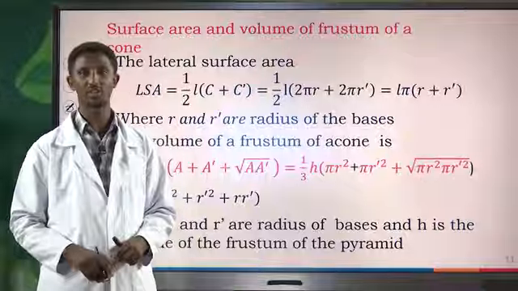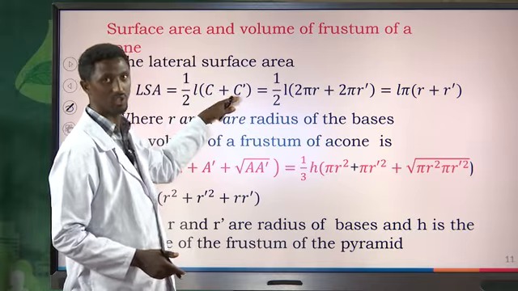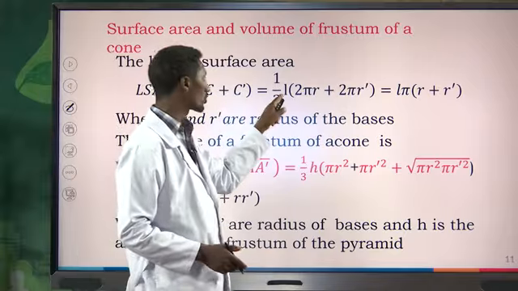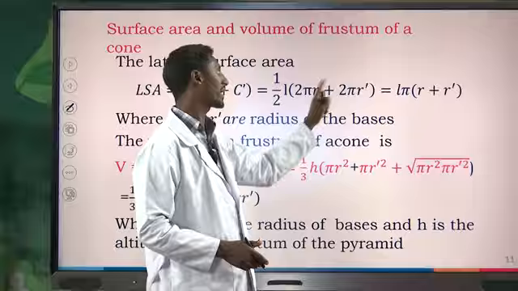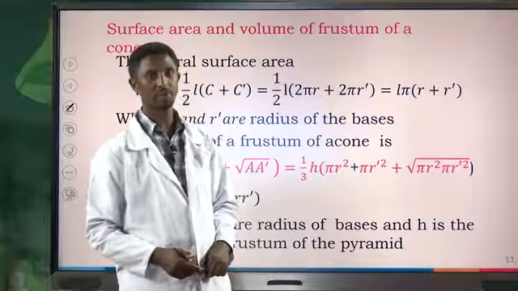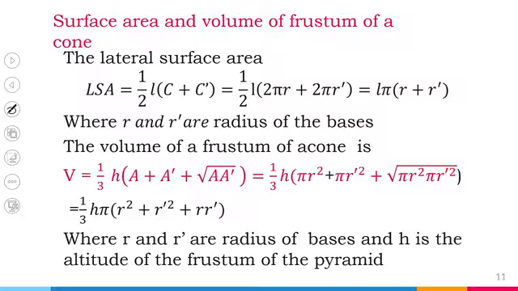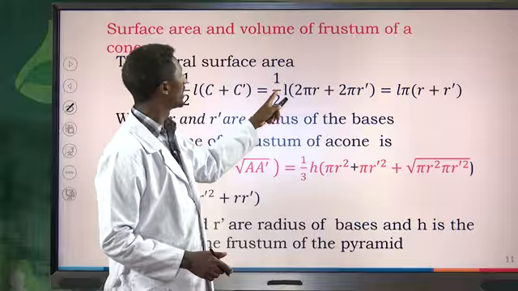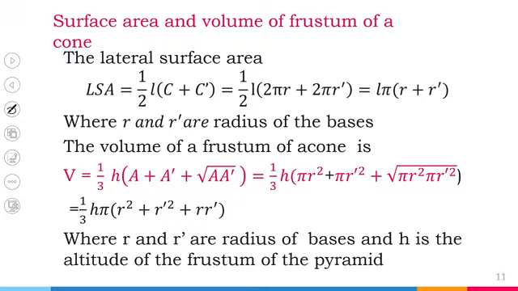It's similar to the frustum of a pyramid. The only difference is the term: circumference of the base plus circumference of the cross-sectional area. 1/2 times L times (2 pi r plus 2 pi r prime), where r and r prime are the radius of the base and the radius of the cross-sectional area respectively. If we factor out 2 pi, it cancels with the 1/2, giving L pi times (r plus r prime). L is the slant height, r is the radius of the base, and r prime is the radius of the cross-sectional area.